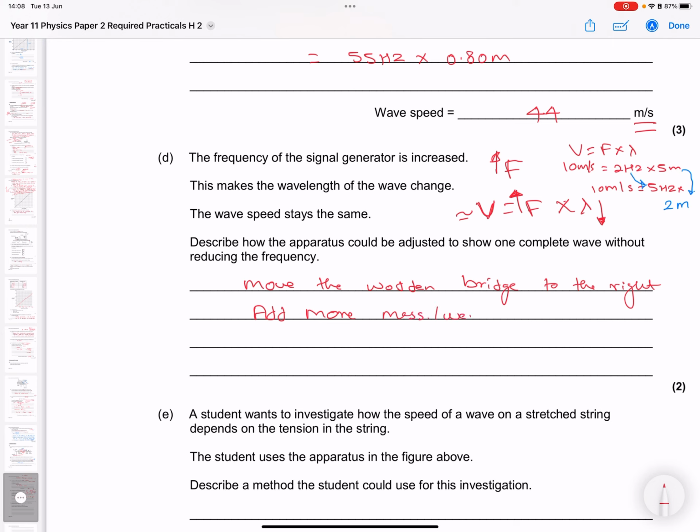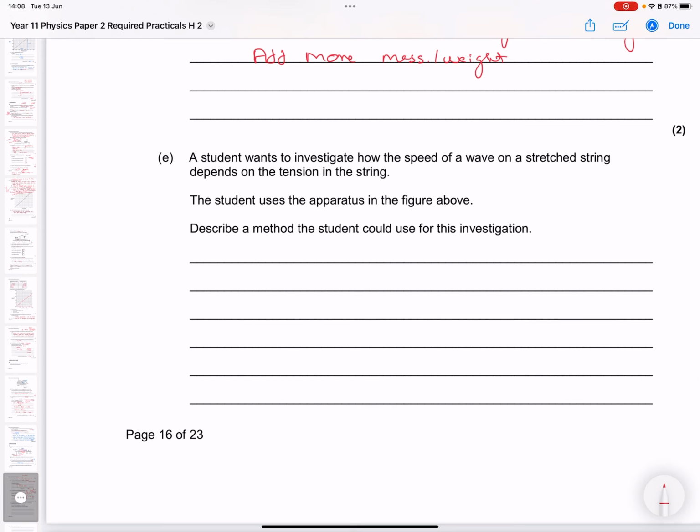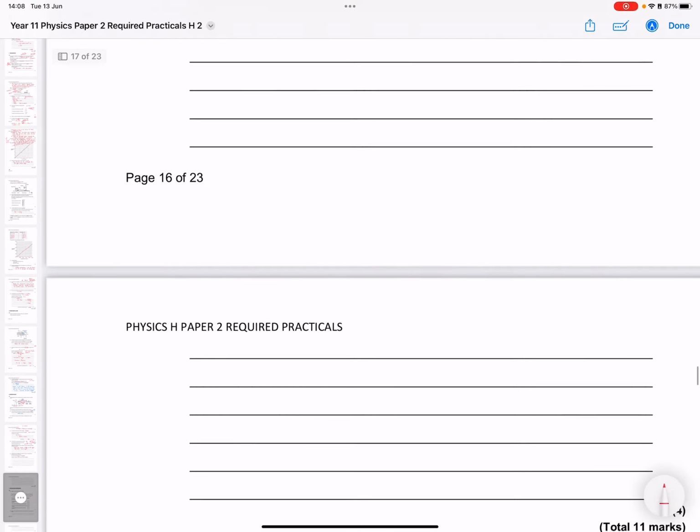or weight. Okay, a student wants to investigate how the speed of the wave on a stretched string depends on the tension in the string. The student uses the apparatus in the figure above. Describe the method the student could use for this investigation. So it is a 4-mark question.